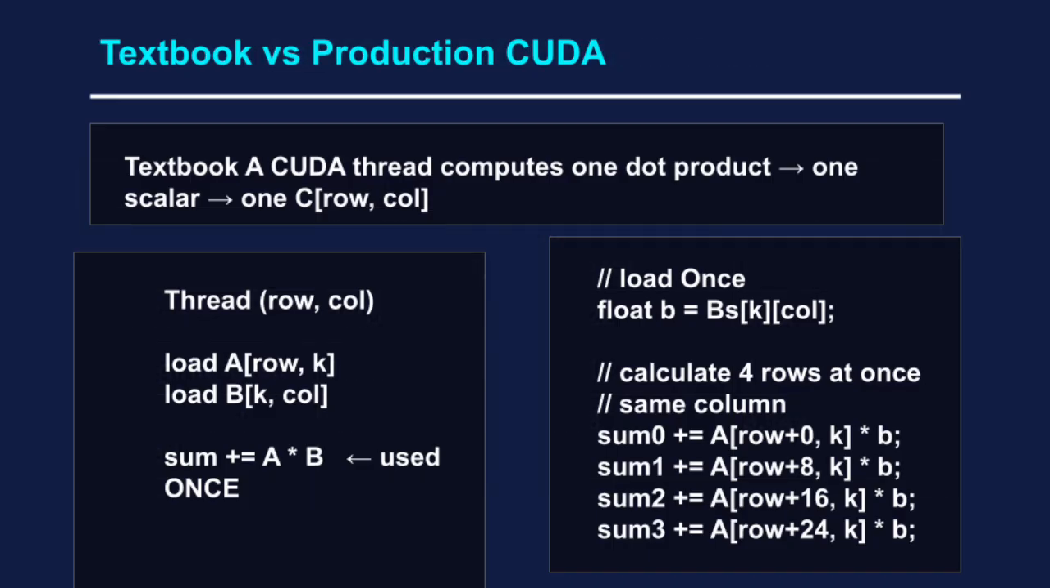Now here's what I'm going to call the textbook versus production CUDA. The key change is quite simple. In the optimized code, each thread computes 4 outputs instead of 1, instead of a scalar. That might sound kind of simple and logical. It basically is. So each thread is responsible for 1 column and 4 rows in that column. K is the index along the inner dimension when you do matrix multiplication.